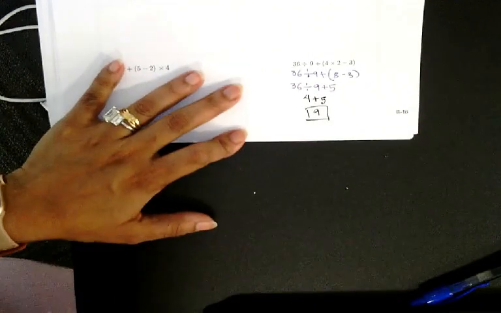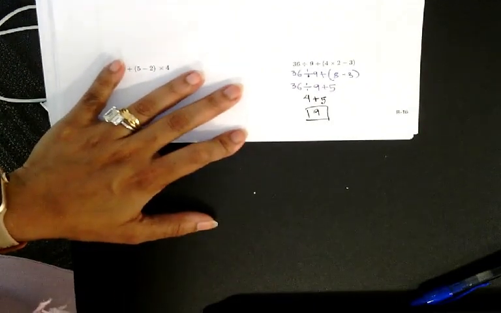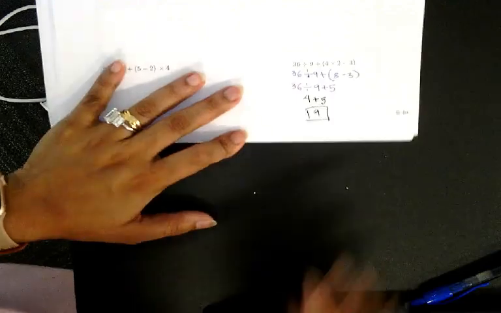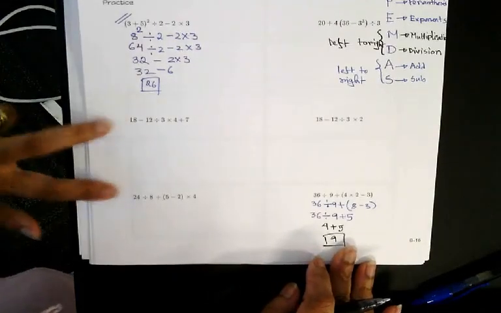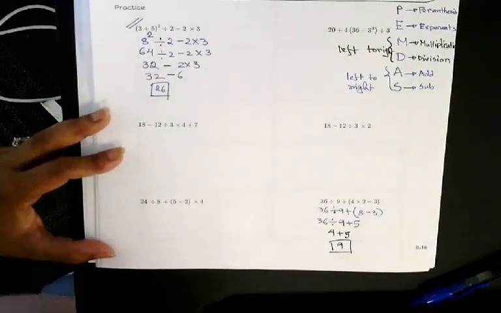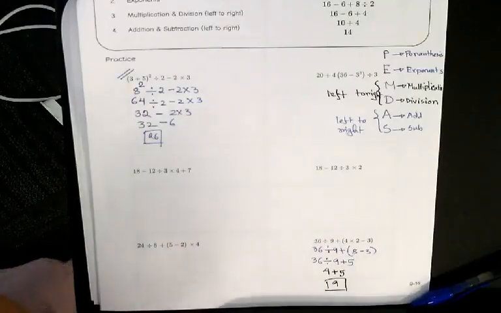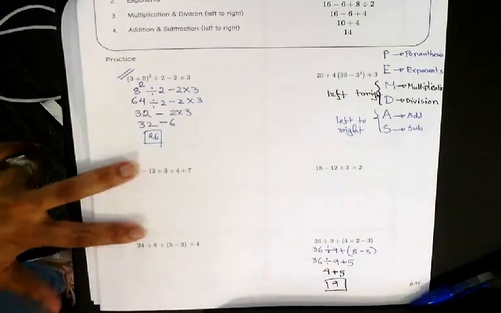We're done. We good? Give me a thumbs up. Great. Do the practice. Work on these 2 problems. I'm coming to check it. I'm giving you 4 minutes to do it. These 2 problems. I'm giving you 4 minutes.